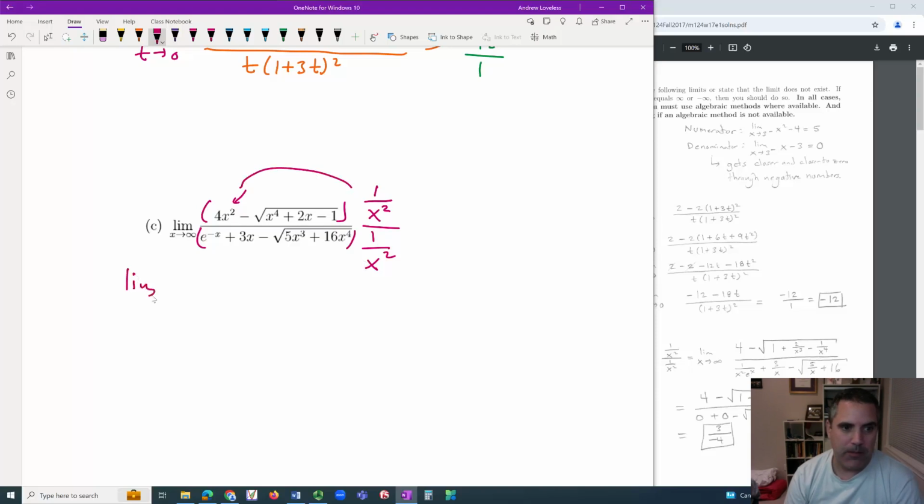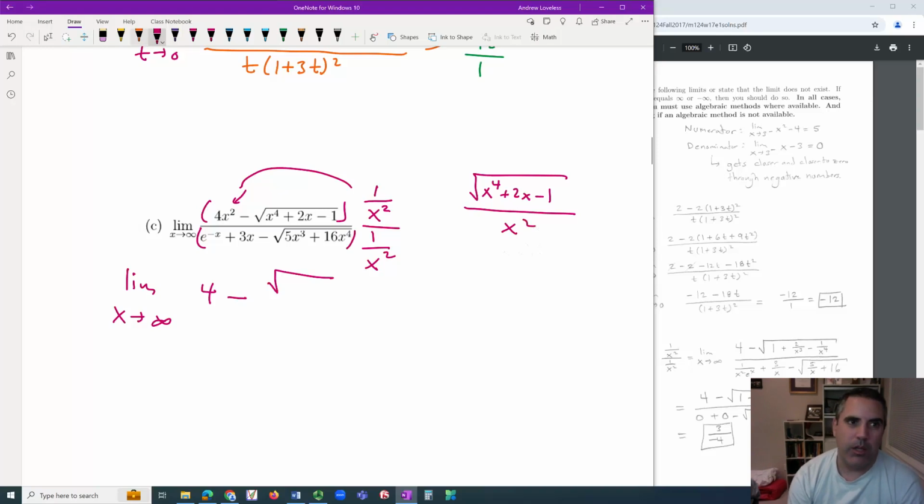This is going to be the limit as x goes to infinity of 4 minus, and then we have this huge mess. And normally I tell students to do this all in one swoop, but I need to say something about this. So we are going to need to simplify that. And the way we simplify that is just a little maneuver. We call this a 4. We call this a square root.